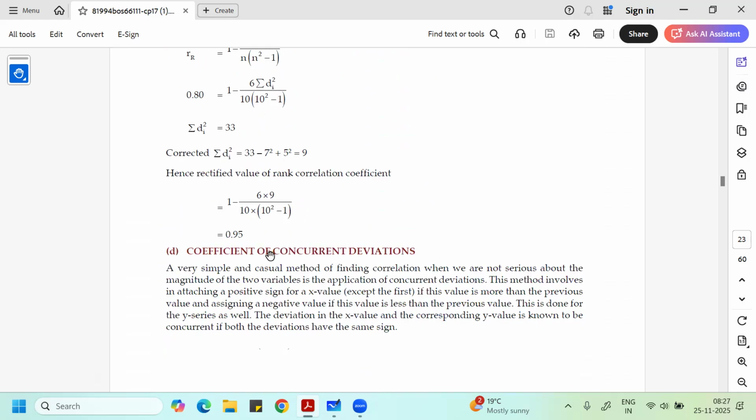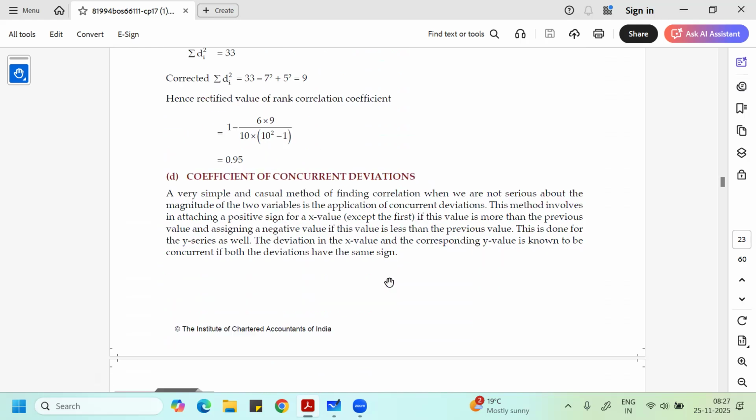In the next session, I'll take a very small session on the concurrent deviation method. Okay, and that I'll do in the next session.